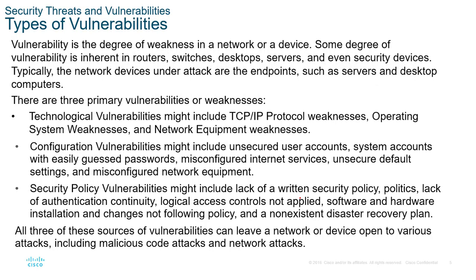Vulnerability is the degree of weakness in a network or a device. Some degree of vulnerability is inherent in routers, switches, desktops, servers, and even security devices. Typically, the devices under attack are the endpoints, such as servers and desktop computers. There are three primary vulnerabilities or weaknesses. Technology vulnerabilities might include TCP/IP protocol weaknesses, operating system weaknesses, and network equipment weaknesses.